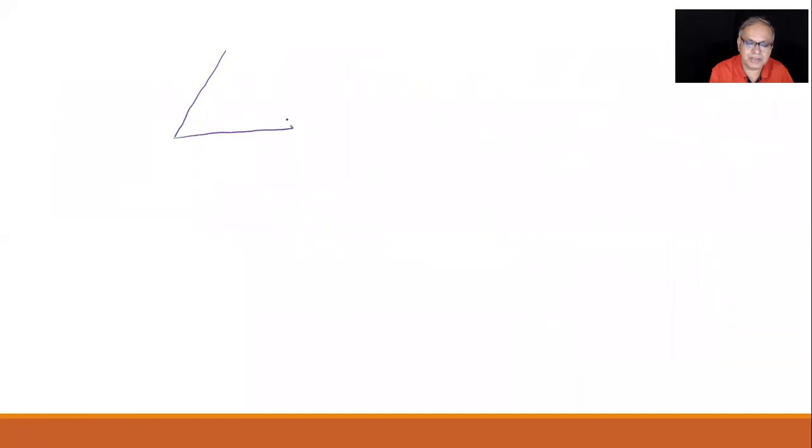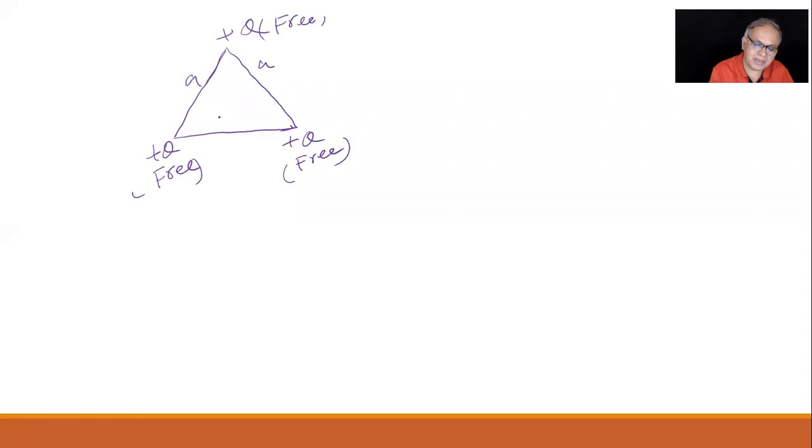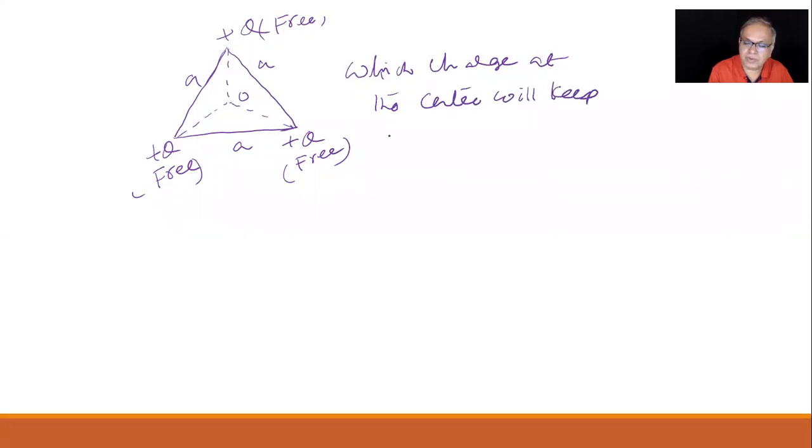The same question I will give you, and get me the answer for this. Then I'll really say that you are following. Plus Q, all are now free. So which side is A again? Even if I don't give, that's not a big deal. You can take it. So which charge at the center will keep the whole system in equilibrium?